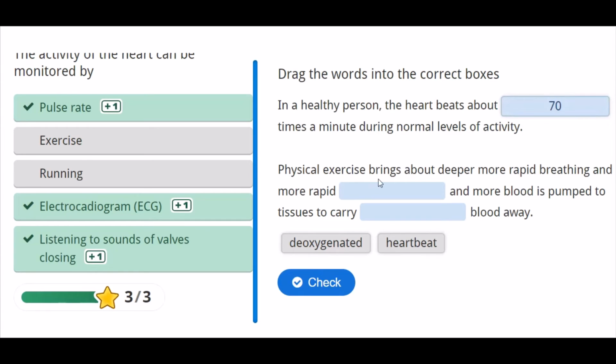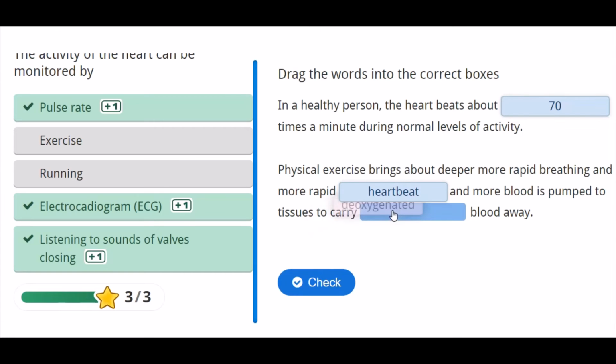And then physical exercise brings about deeper, more rapid breathing and more rapid heartbeats. And more blood is pumped to tissues to carry the oxygenated blood away.